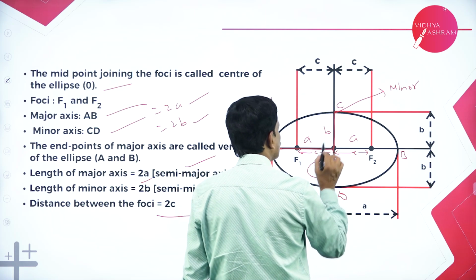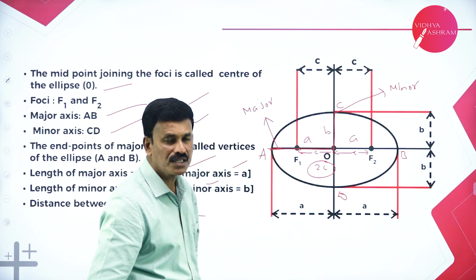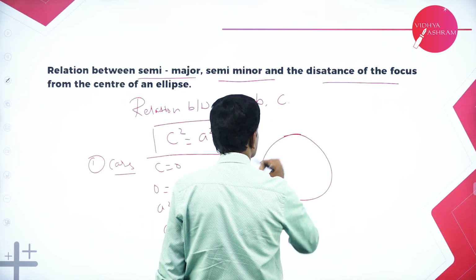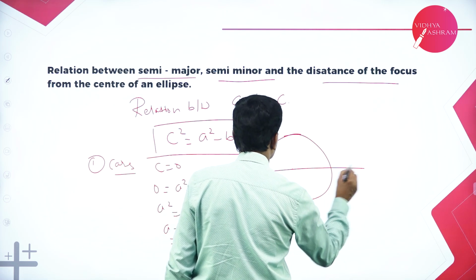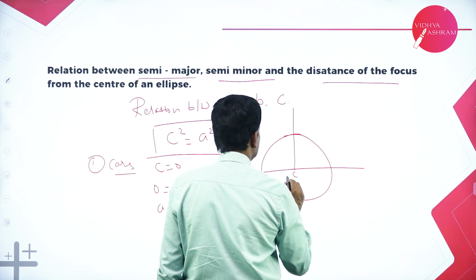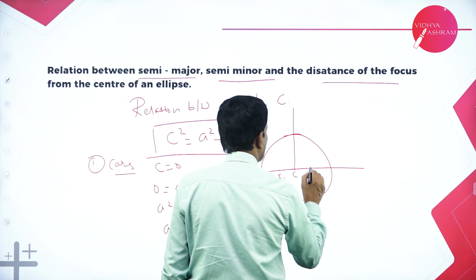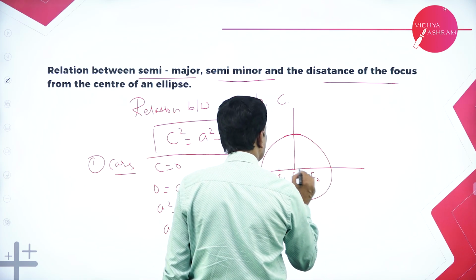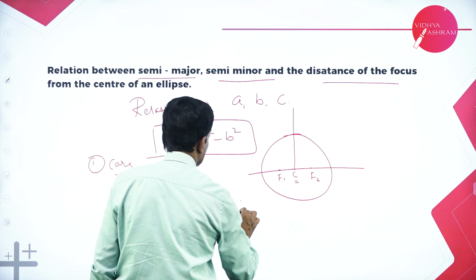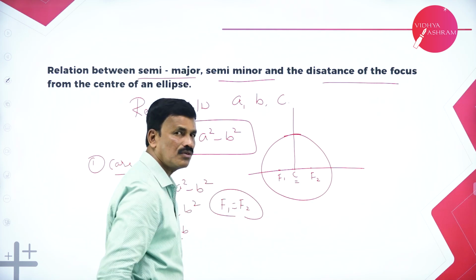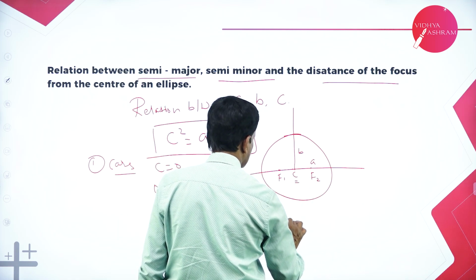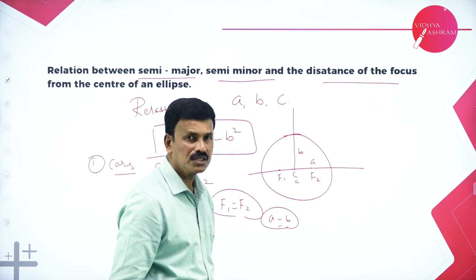That means the foci F1 and F2 are the same. So this is the circle. This is the center, the major axis, the minor axis. Here F1 and F2 are equal, and a is equal to b. When a is equal to b, F1 and F2 are equal.